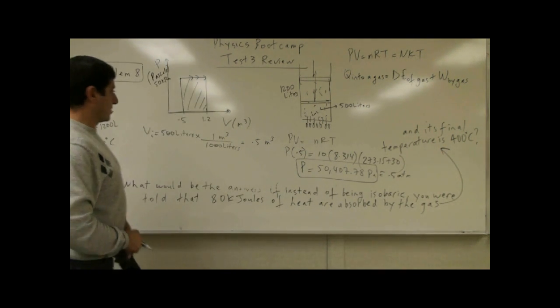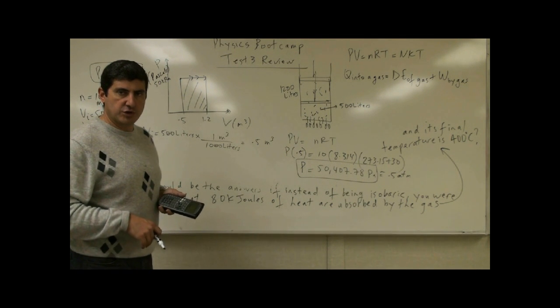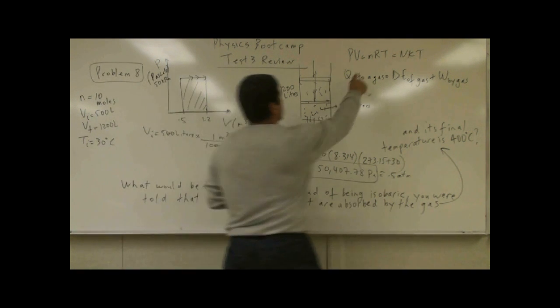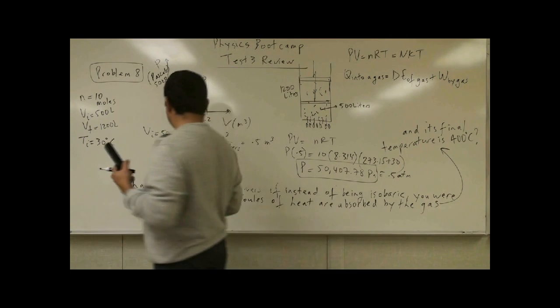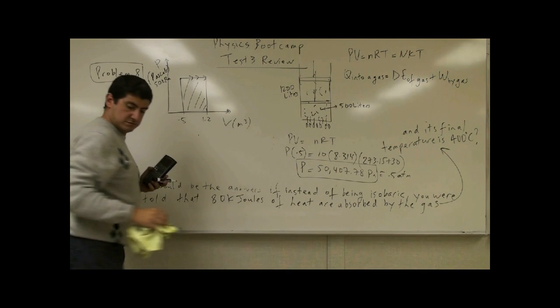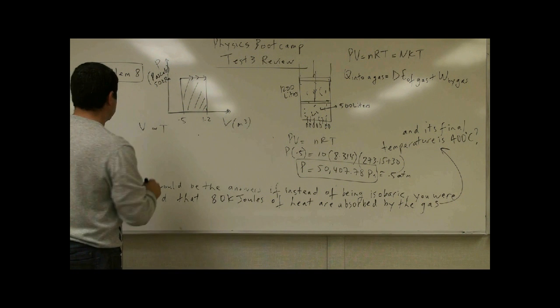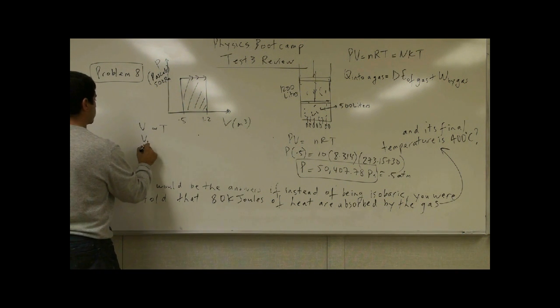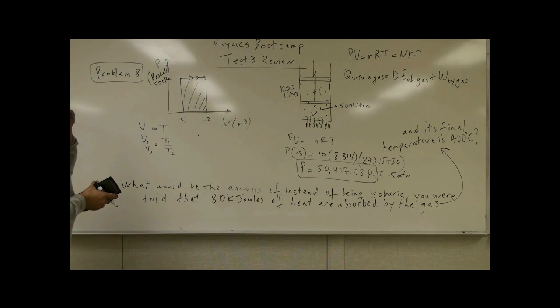Okay, so now what's the second question? Well, we want to know what is the final temperature, right? Well, what do we use? The ideal gas law, right? The pressure stays constant, so the volume and the temperature are linearly proportional to each other, right? So we could say V is proportional to T, right? So V1 over V2 is equal to T1 over T2, right?